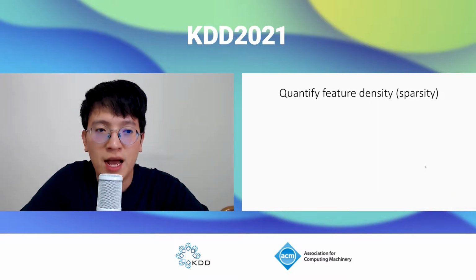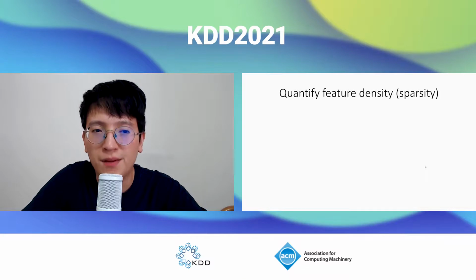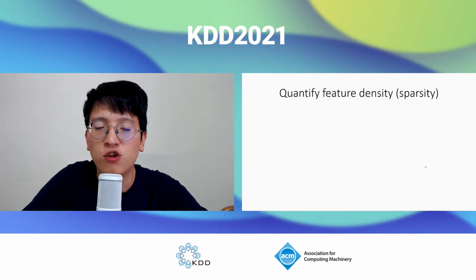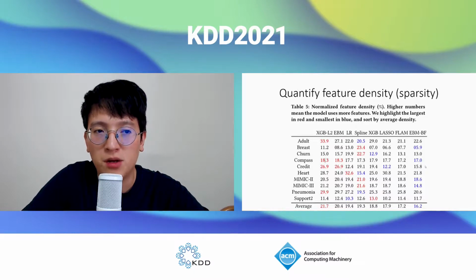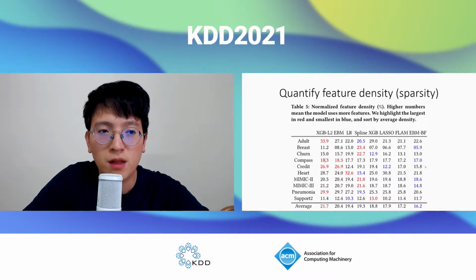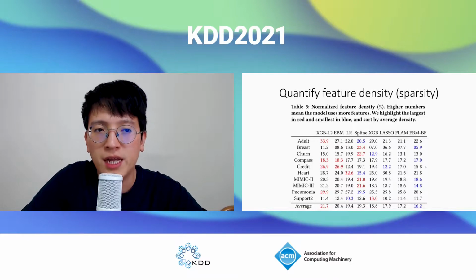So in previous slides, we find that sparsity could hide the pattern and lead to discrimination on rare subpopulations. Here we designed a metric to quantify which GAM is more dense or sparse. Here we show the average density of each GAM model, and we sort the models from high to low from left to right. In each row, the highest density is shown in red and the lowest is blue.